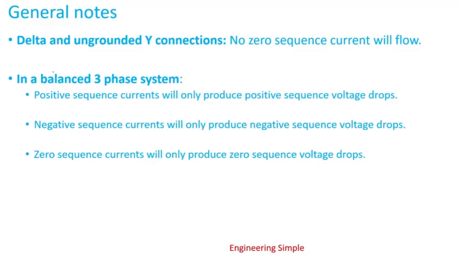In a balanced three-phase system, positive sequence currents will only produce positive sequence voltage drops. Negative sequence will only produce negative sequence voltage drops. Zero sequence currents will only produce zero sequence voltage drops. And we saw that through the examples that I went through.